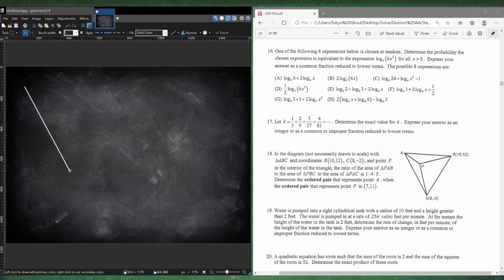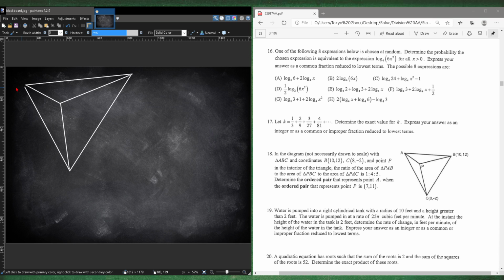Okay, so we have some kind of diagram that I could just draw a general picture of. It's just a general picture, it's not that exact. Then we have 10, 12, 8, -2, and 7, 11. And to get this coordinate, let's just call it x comma y, so just the x coordinate and the y coordinate. And the ratio of the areas is 1x to 4x to 5x.